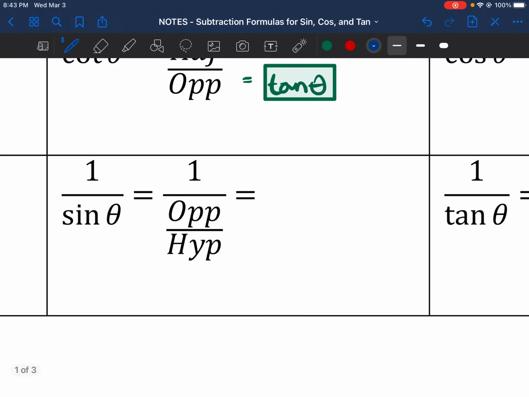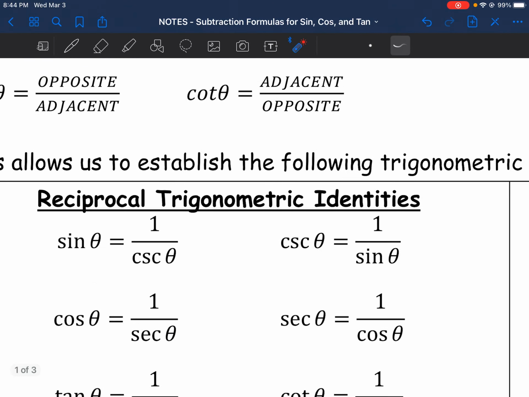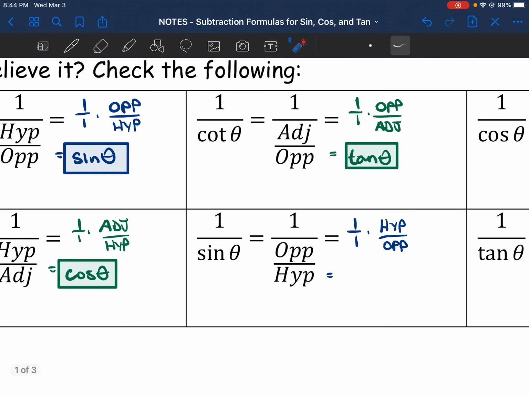All right, continuing in this pattern, 1 over the sine of an angle. Well, sine is the opposite leg divided by the hypotenuse. Do our little keep, change, flip. Hypotenuse over opposite. Here we didn't need to write that part. But if we look at that, hypotenuse over opposite, that's how we defined cosecant, which is right here. So this is going to be the cosecant of the angle theta.